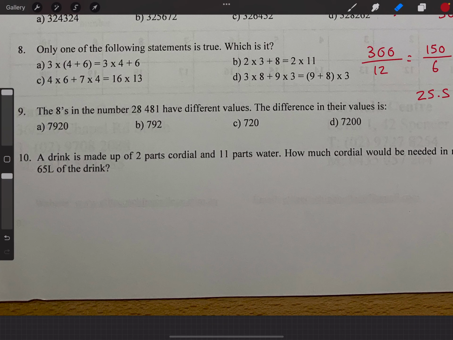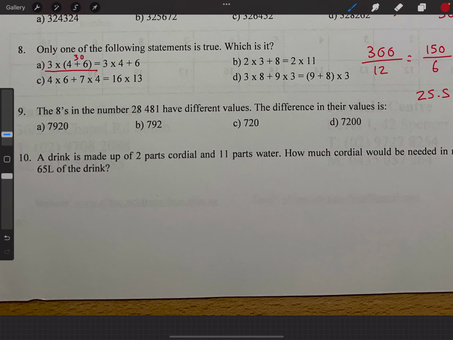Okay, question 8. Only one of the following statements is true. Which is it? So again, you've got to understand BODMAS. Okay, so let's look at the first one. Let's look at the left hand side. We do 3 times 4 plus 6. So 4 and 6 must be done first because we need the brackets first. This will be 10. 3 times 10, that'll be 30. So all of this stuff on the left hand side will be 30.